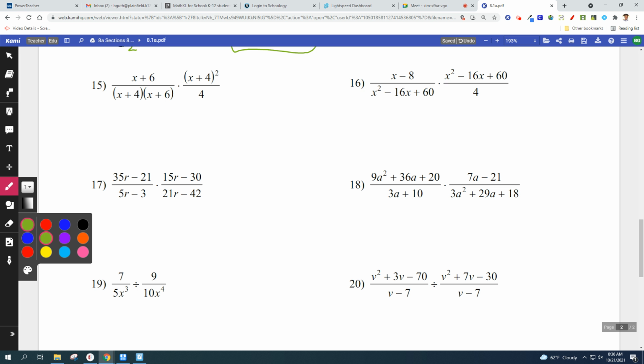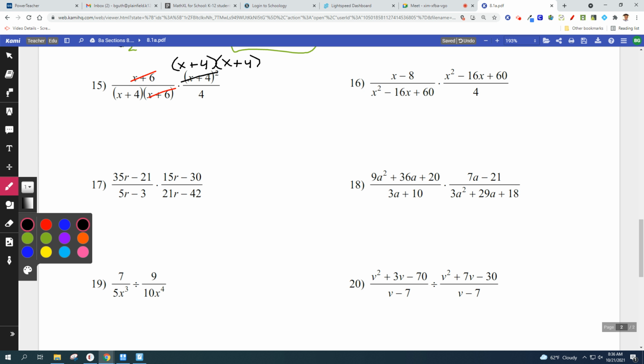Problem 15 is kind of nice because it's already factored. You should be able to notice that those x plus 6s are going to cancel out. X plus 6, boom, done, gone. But the x plus 4 is also going to cancel out, but there's something kind of tricky that happens. X plus 4 squared means it happens twice. X plus 4 times x plus 4. And you don't need to rewrite it like that.